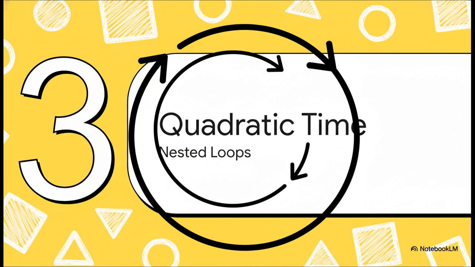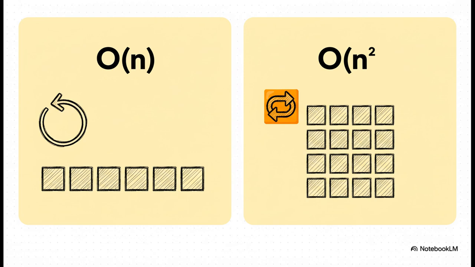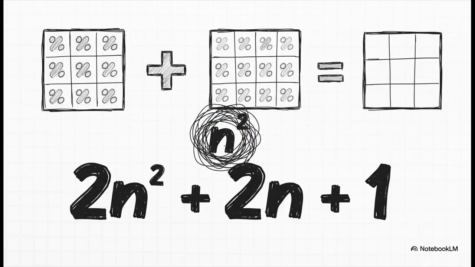This is where the performance cost can really start to skyrocket. And you can see exactly why on this slide. With that single loop on the left, you do n things. But with the nested loop on the right, for every single time the outer loop runs, the inner loop has to run a full n times again. You're doing n times n operations. That's n squared.